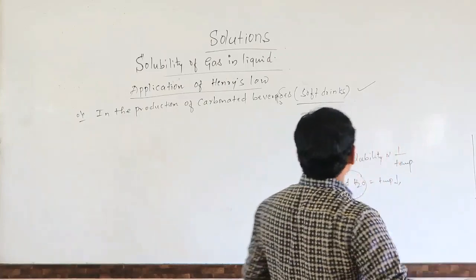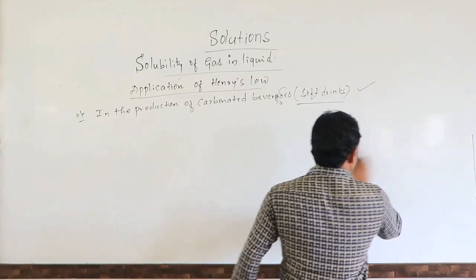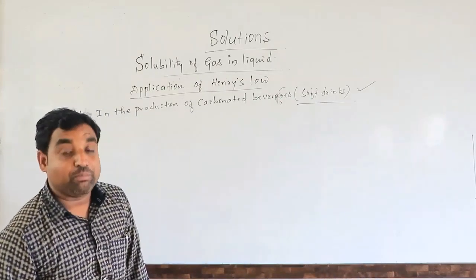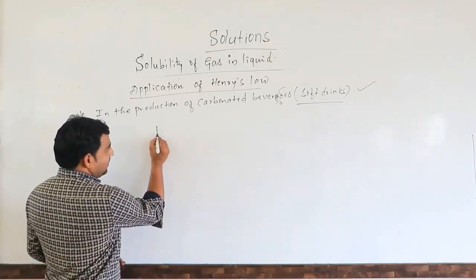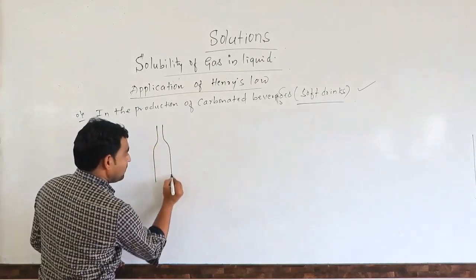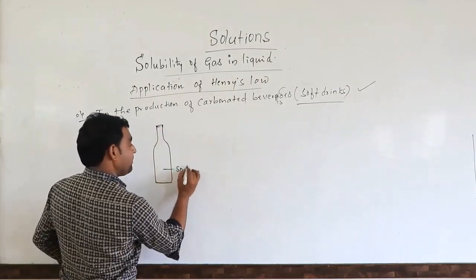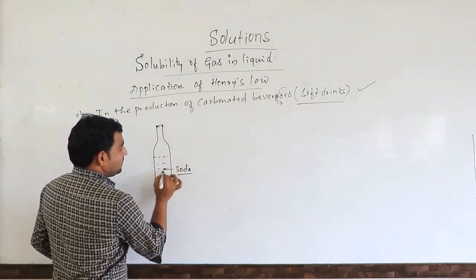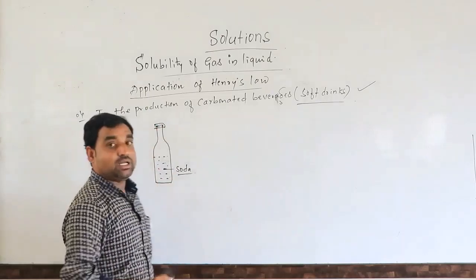Now we will discuss the applications of Henry's law. Very important. The first application of Henry's law is in the production of carbonated beverages or soft drinks. The soft drinks are the soda bottle. You can take the soda bottle. This soda bottle is sealed under high pressure.